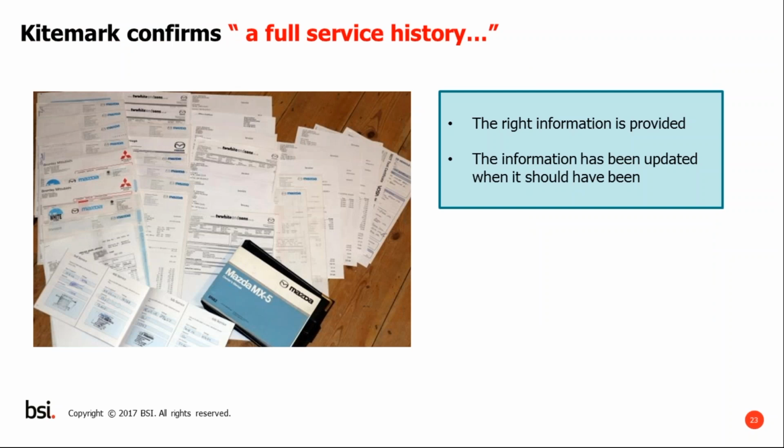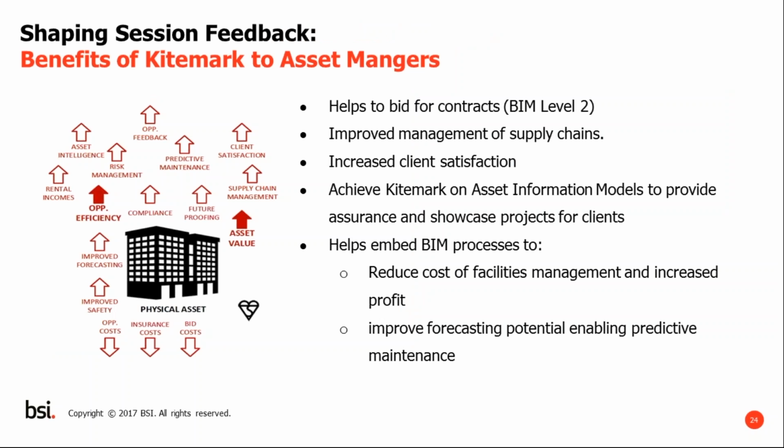We use this example of a full service history, this analogy. It's the idea that you have the right information, and that the information is being updated when it should have been. Having a full service history increases the value of a used car, and we use the same analogy with a comprehensive and up-to-date asset information model with respect to the physical asset it represents. It's important that the value is realized by the asset owner or the specifier, but it's also important that the asset manager receives the benefit.